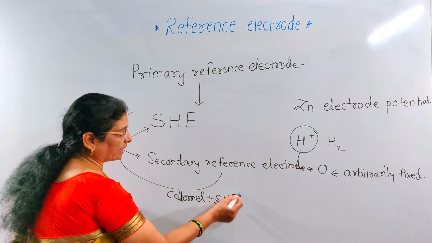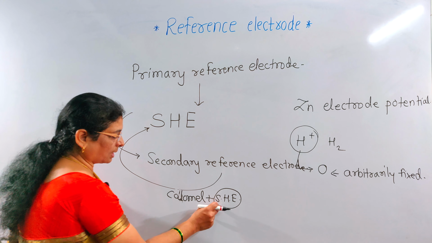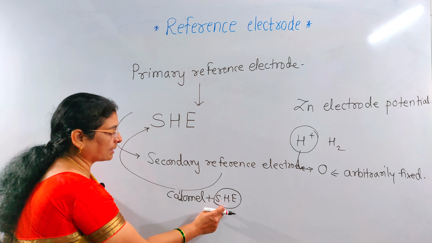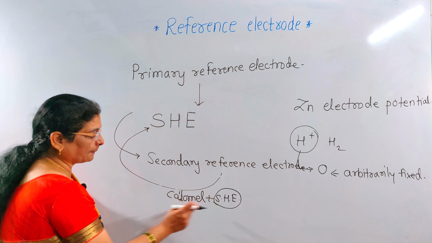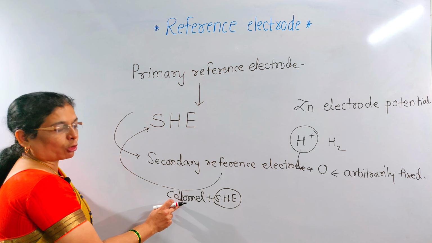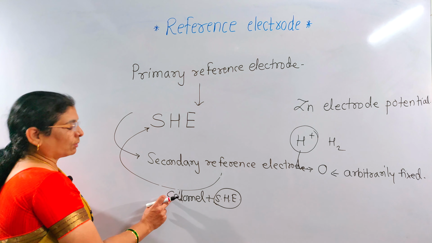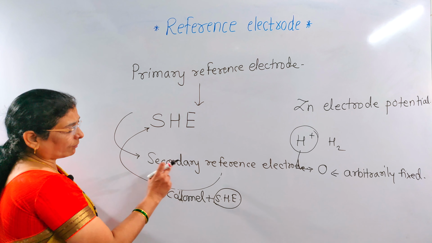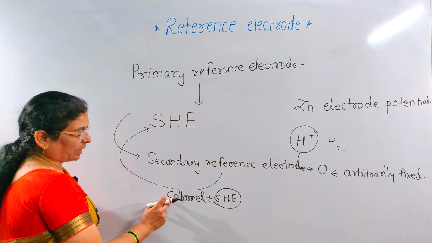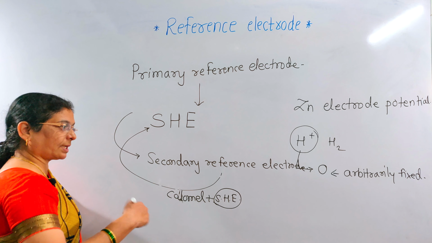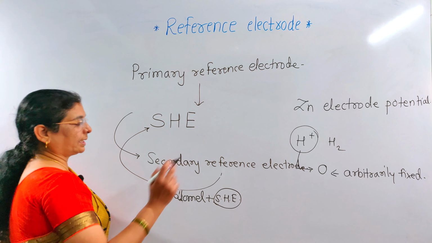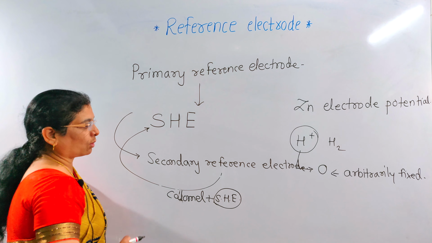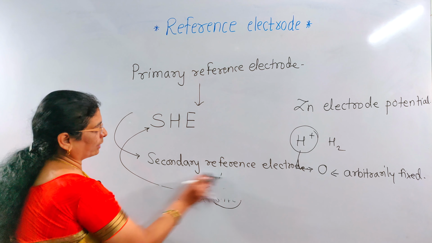The potential of the standard hydrogen electrode is known to us because it is arbitrarily fixed as 0 volt. The cell is constructed, and from the EMF of this cell, the potential of the calomel electrode can be calculated. Then this calomel electrode can be used as a reference electrode for the calculation of potential of different electrodes. So these electrodes are called secondary reference electrodes.